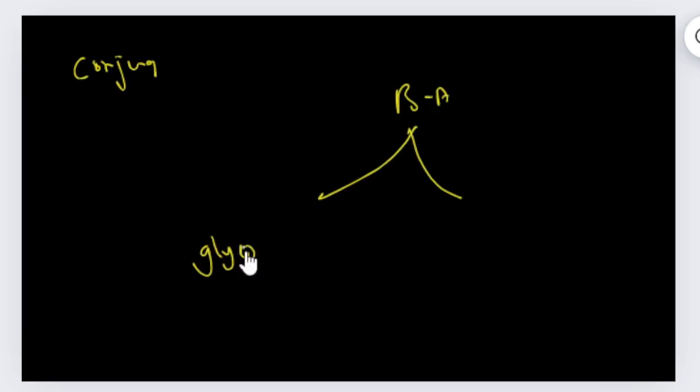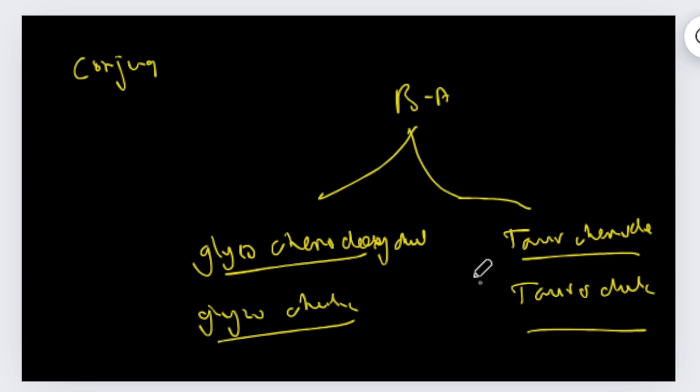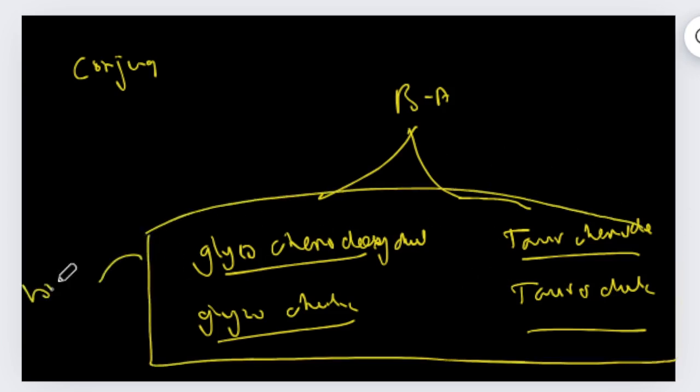In conjugation, the bile acid is converted into the form of glycochenodeoxycholic acid, taurochenodeoxycholic acid, glycocholic acid, and taurocholic acid. These are the conjugated compounds, okay? And this is actually salt, bile salt. These are not acid. They can form the bile salt, okay? So this is the bile salt.